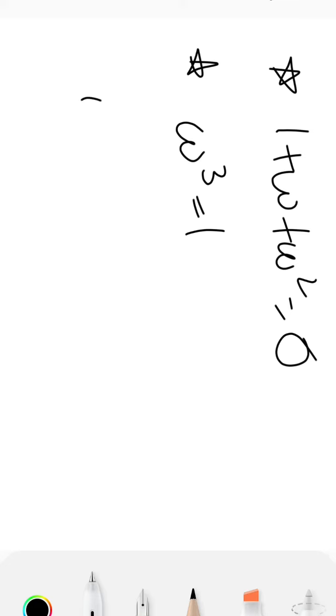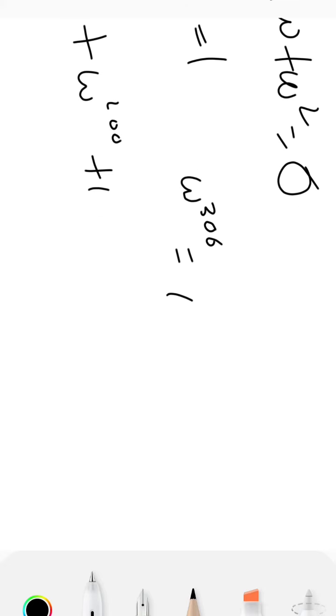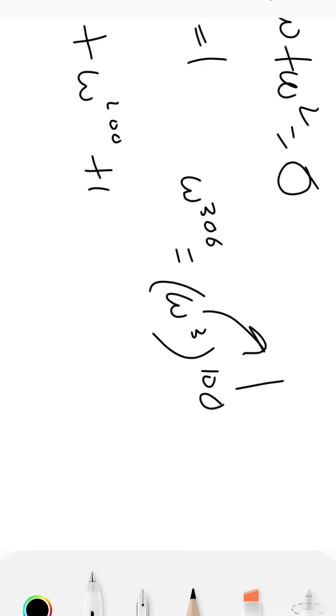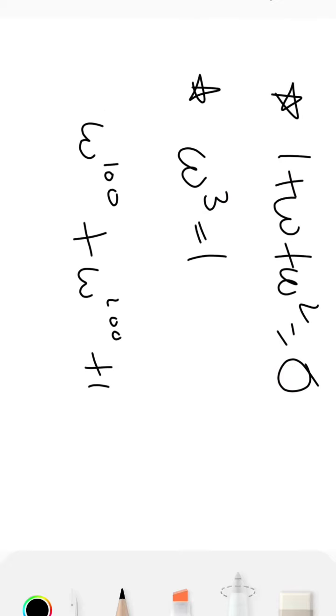You are asked omega to the power 100 plus omega to the power 200 plus omega to the power 300. So we clearly know that omega to the power 300 is a multiple of 3, so we can clearly write this as 1, because omega to the power 300 can be written as omega to the power 3 whole power 100, and this we know is 1. So basically this can be written as 1.